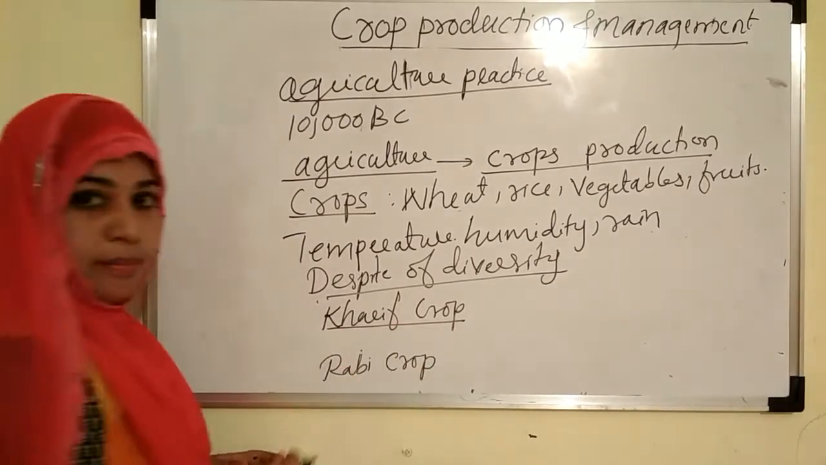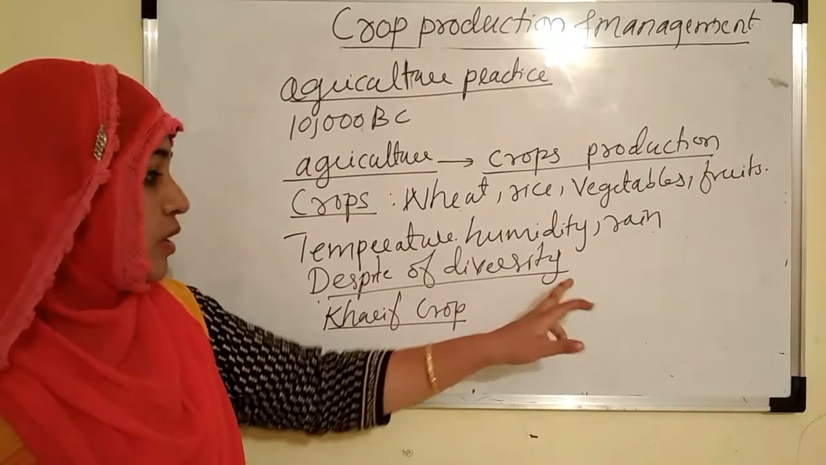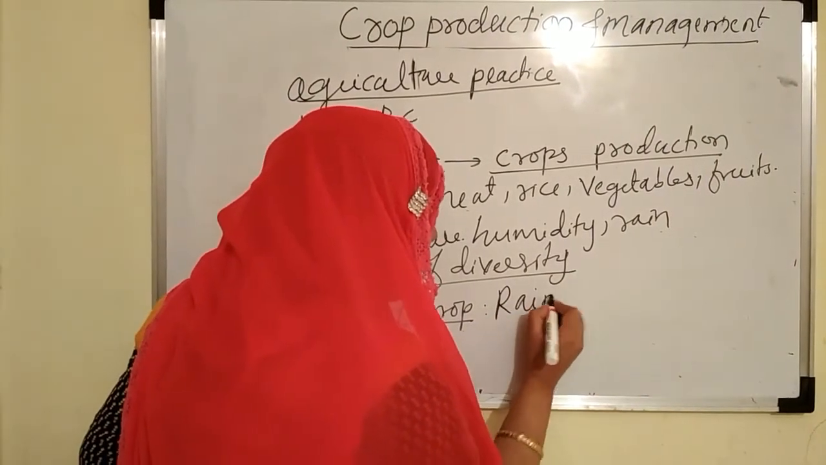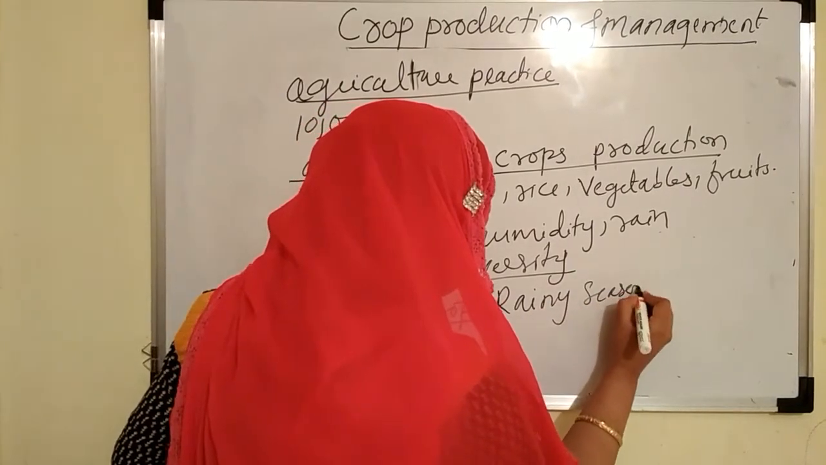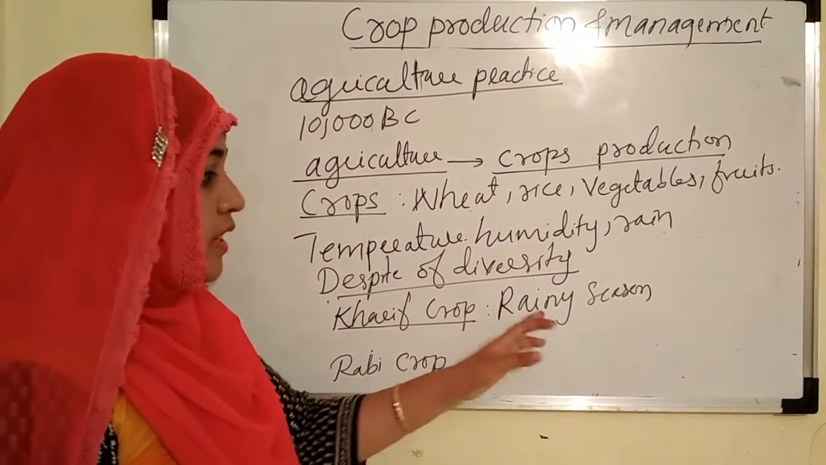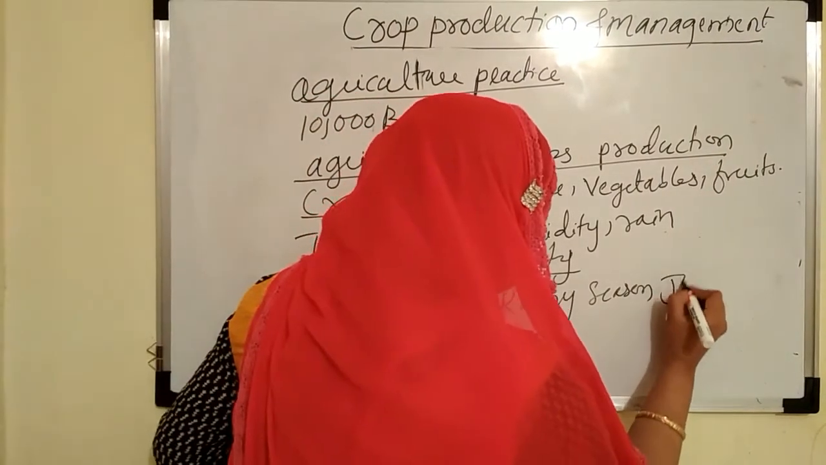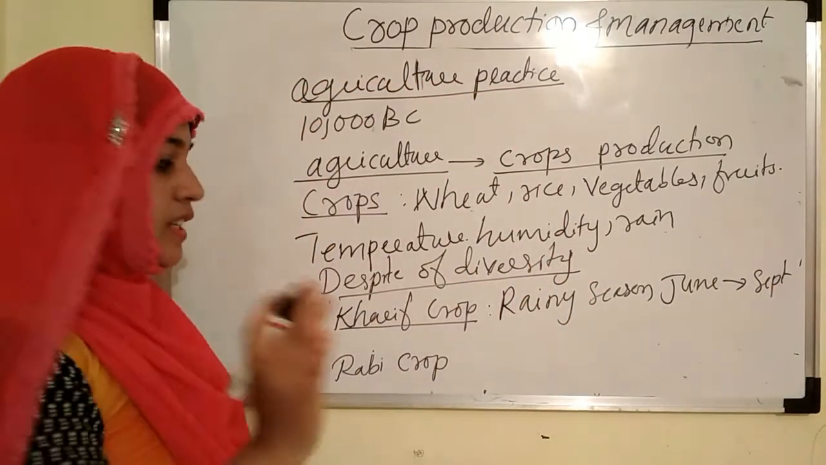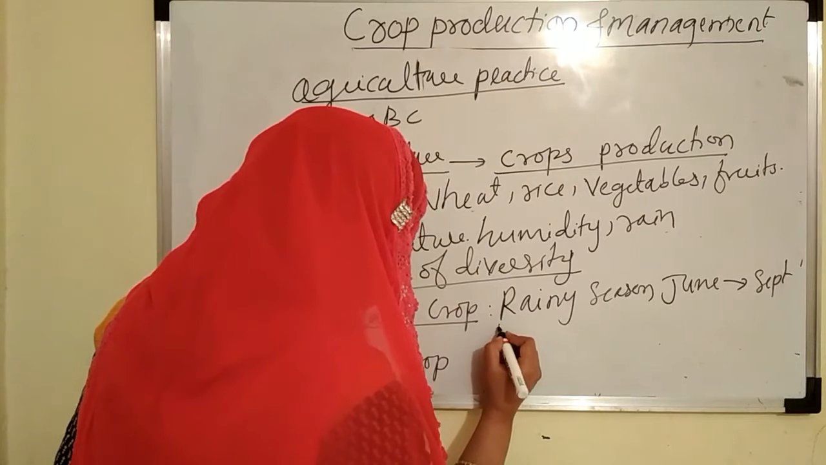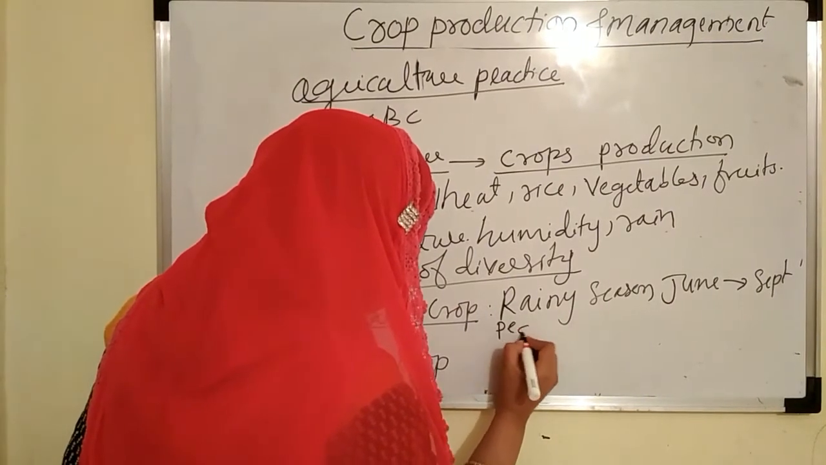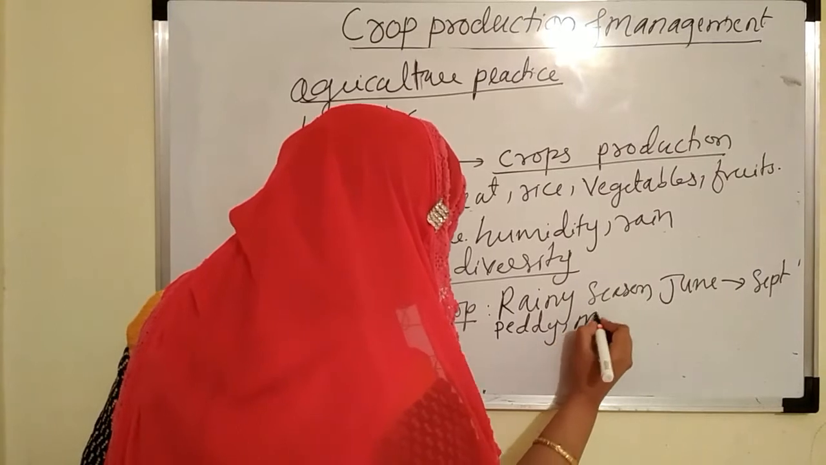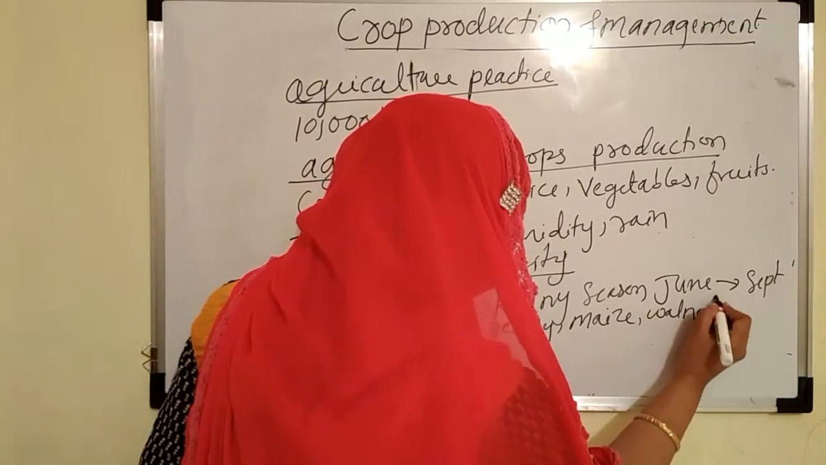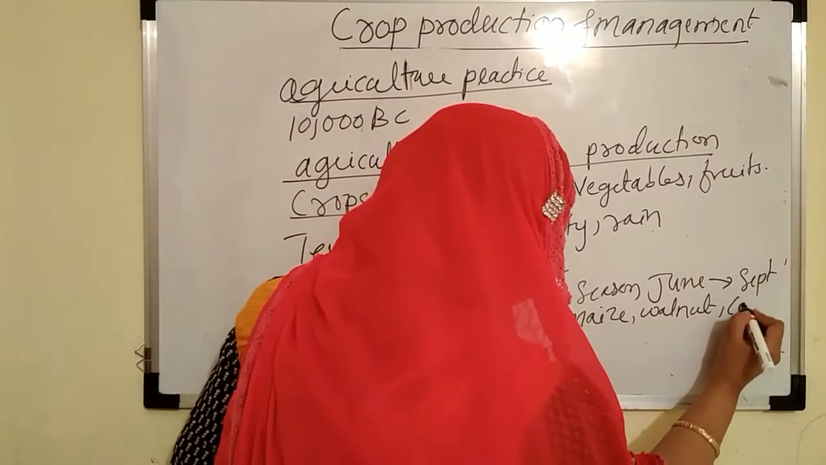Kharif crop in India is generally grown in the rainy season. If the crop is grown in the rainy season, it is called Kharif crop. It starts from June to September. The crops grown in this season are like paddy, maize, walnut, and cotton.